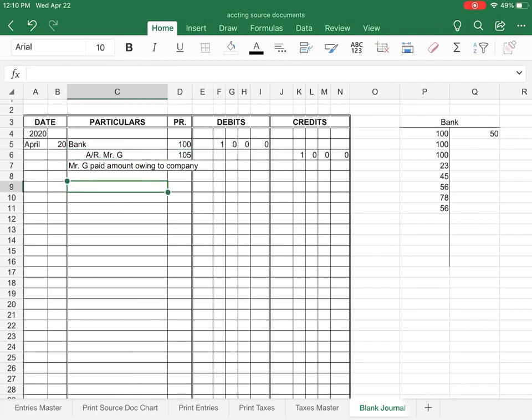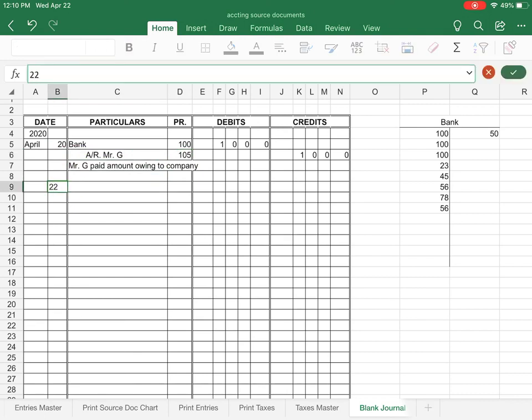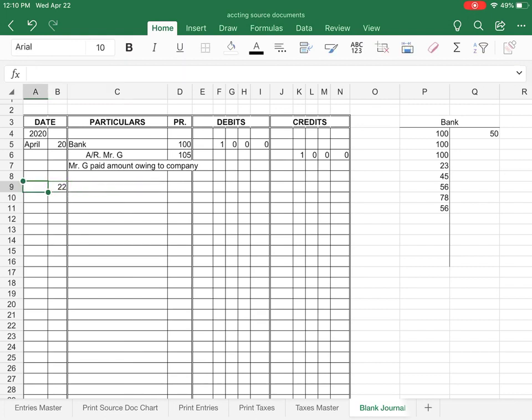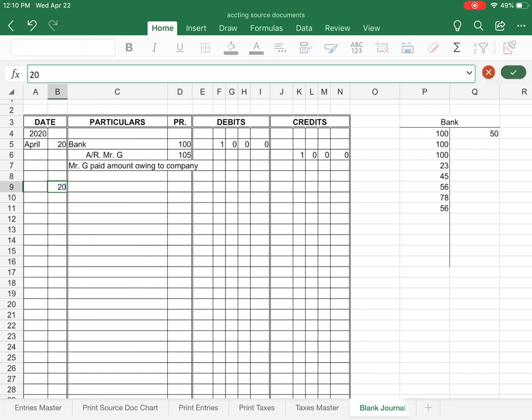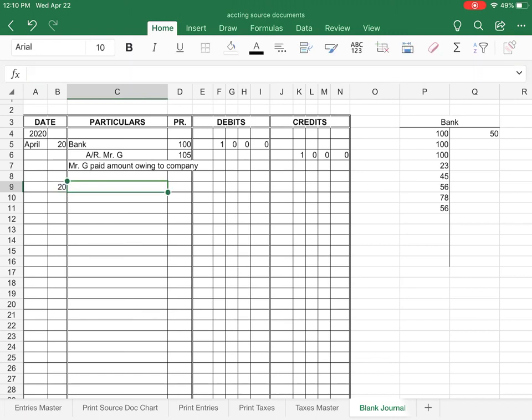Okay, and so let's go through another example. Say I have another transaction in April. I'm going to put it as 22nd of April. And I didn't forget to put April. We do not repeat the April. Okay, so this is April 22nd. What if we had another transaction for April 20th? Do we put nothing here because we don't repeat it? No, you always need to put this in. So even if it is April 20th, we need to put that in here.